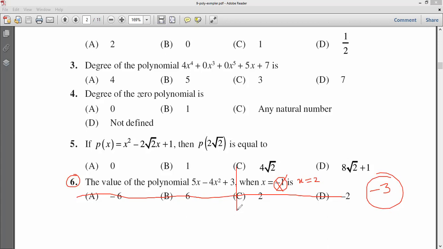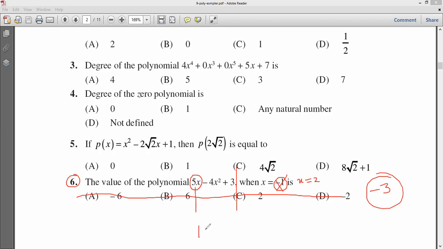Anyone else who got this answer? -3. So let's check. In place of x, you write 3. What will this become? It will become 10, then minus 16, how much will it be? Which did you take, -3 or 2? What is given in the question? Sir, you told us to take x equals 2, it is written in the question. So what will you get? Tell me then. 10 minus 16 plus 3. Tell me the steps only.